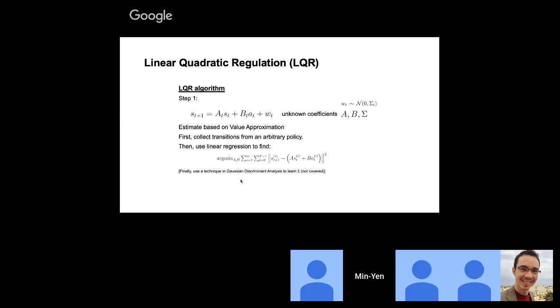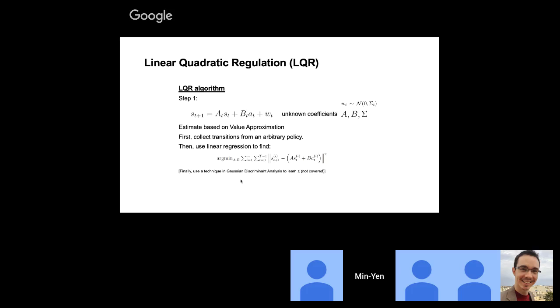Okay, for this LQR algorithm, it consists of two steps. So first, we have this equation, which is the same as the last slide, which is s_{t+1} is equal to A_t s_t plus B_t a_t plus w_t. Then we have three unknown parameters, which are A, B, and sigma, where sigma is the variance of the Gaussian noise. So our estimations are based on the value approximation.